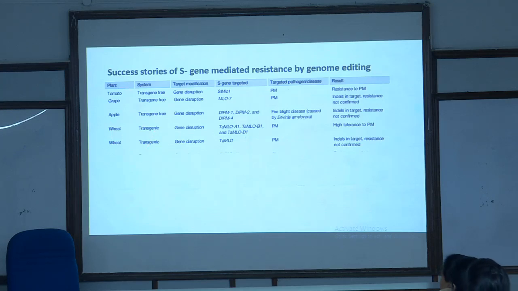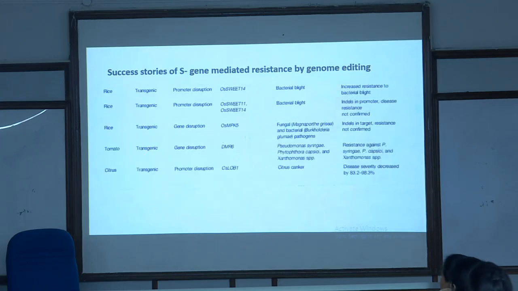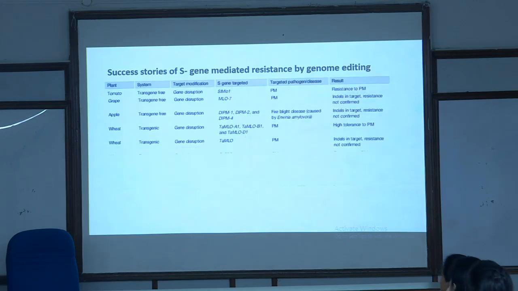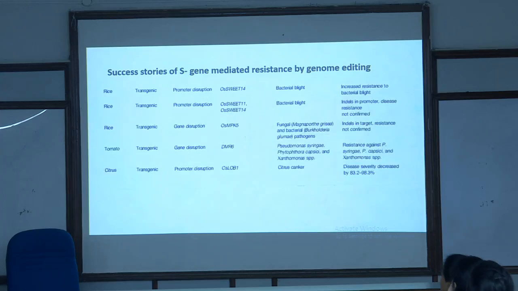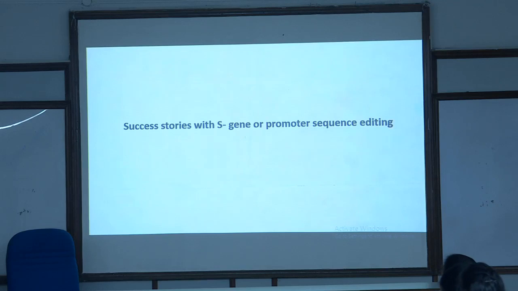I'm not going to read it here. I'll come to some specific cases. And these are all the success stories in different crops, like tomatoes, grapes, apple, wheat, and rice, and tomatoes and citrus, a lot of success stories, right? And a success story with the S gene or promoter sequence editing. Let's take 3 examples here.